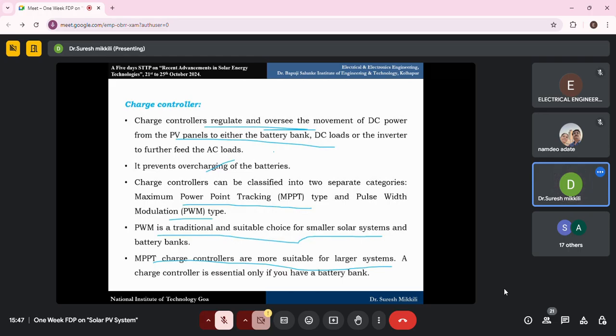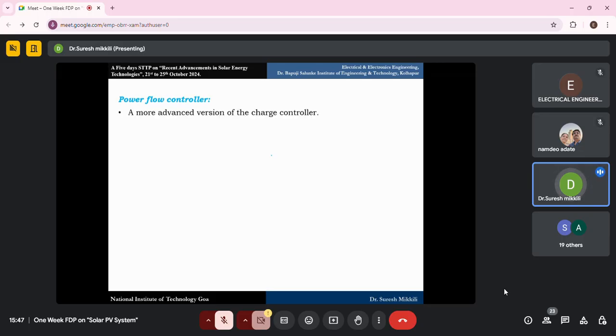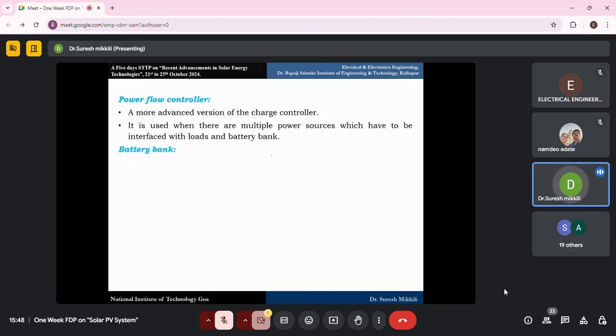So what we are doing here: a charge controller is simply a regulating device that controls how much charge is required, then automatically turns off and on. But if you consider a charge controller with MPPT, then extraction of maximum power is possible. Beyond that, in bigger plants or at extra high voltages, UPFCs will be used. Power flow controllers can be used to maintain the system harmonic free.